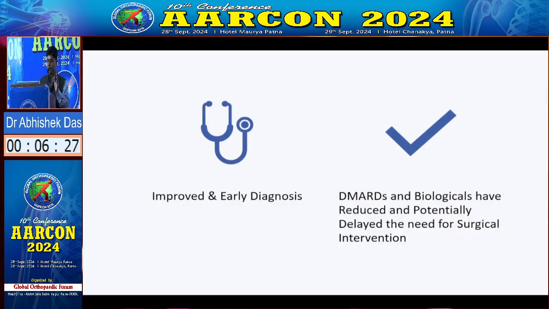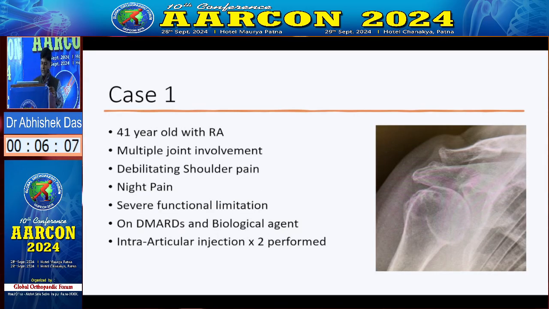However, with improved and early diagnosis, DMARDs and biological and the newer agents have reduced and potentially delayed the need for surgical intervention in rheumatoid arthritis as a whole, and in the rheumatoid shoulder and upper limb, which are non-weight bearing joints. So my first case was done when I was in England about 7 years ago, a 41-year-old chap, a bit unusual because of the common use of biologicals. He still had multiple joint involvement, debilitating shoulder pain, night pain, and severe functional limitation on DMARDs and a biological agent.